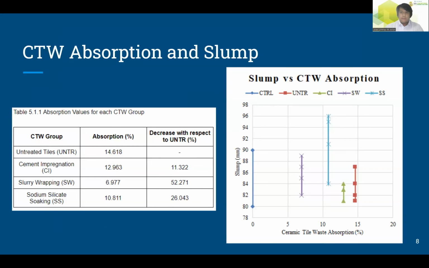Moving on to our results. First, we have our absorption values where, as you can see, all three treatment methods were able to effectively reduce the absorption of untreated ceramic tiles.